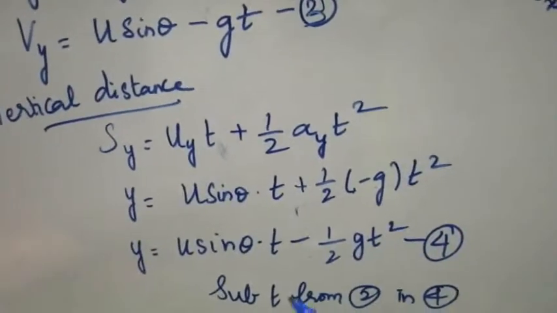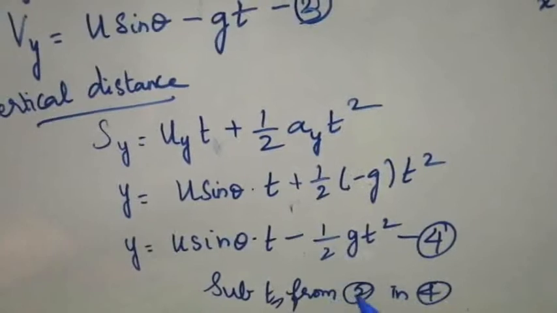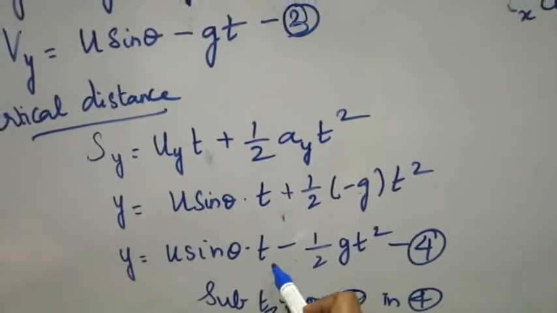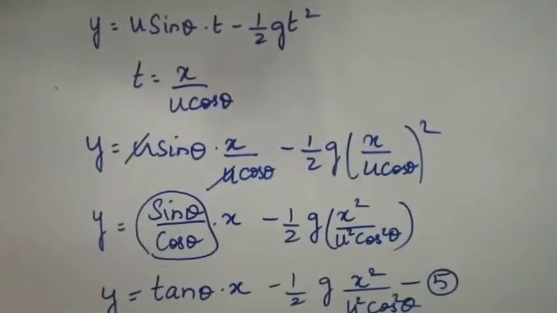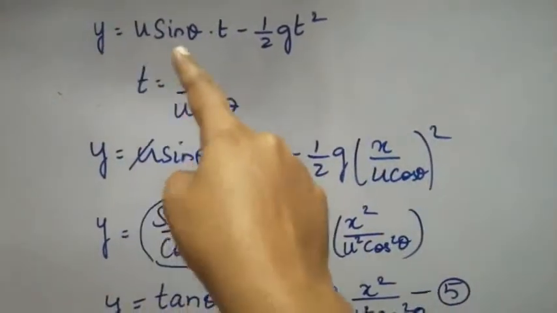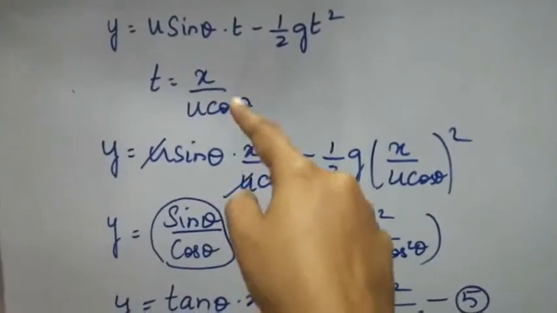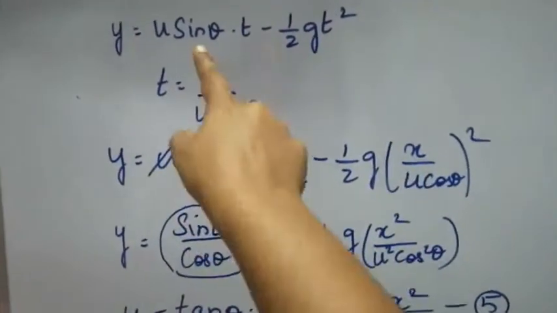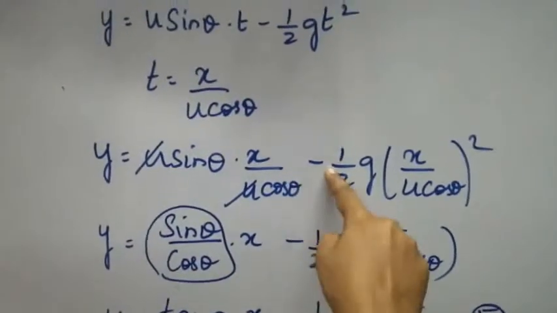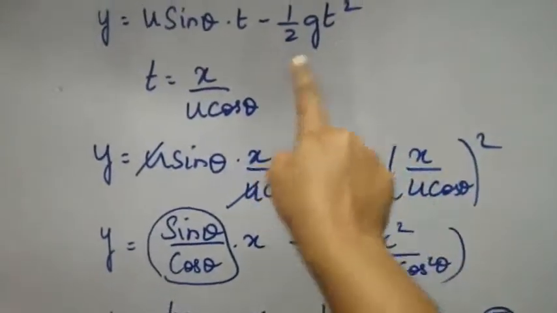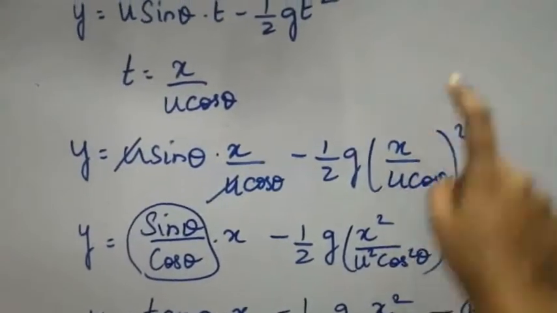Now what I am going to do is, we have found the t value in the previous case from the equation number 2. I am going to substitute that t value here in the equation number 4. So if you substitute, y equal to u sin theta into t minus 1 by 2 gt squared. t is equal to x by u cos theta. Substitute this in the above equation. So u sin theta as such into, instead of t, x by u cos theta, minus 1 by 2 into g as such, and instead of t squared, this term whole squared, so x by u cos theta whole squared.